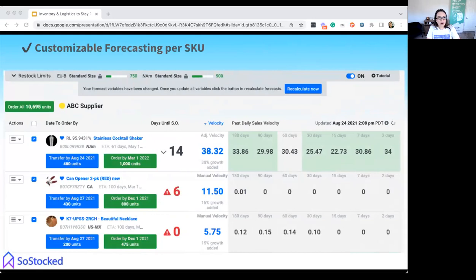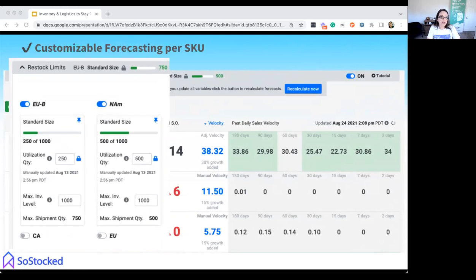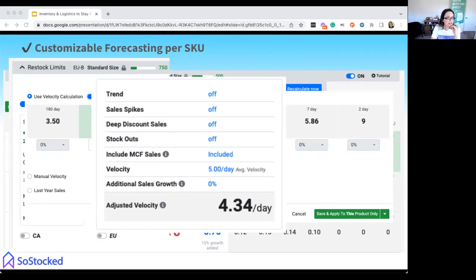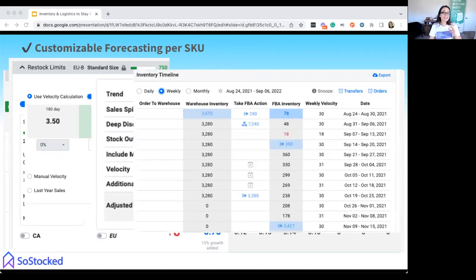Here's a couple of the features. Here's our customizable forecasting per SKU. It's like we talked about with the marketing report. All of those things are built into our forecasting. Restock limits. We've got the velocity calculations, being able to remove stockouts and sales spikes. The inventory timeline, which I love, it's actually my favorite feature because it puts a visual on what's happening with your inventory. You can look at a daily, weekly, or monthly view and see what transfers are happening, what sales are running through, what your sales velocity looks like, what's in your warehouse, when your inventory is going to actually arrive.